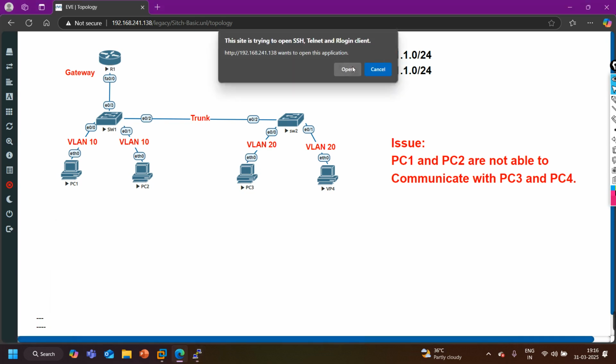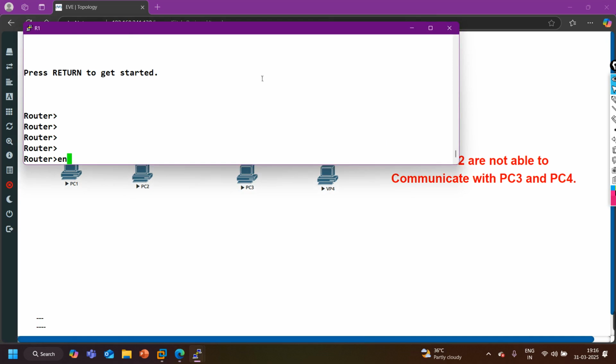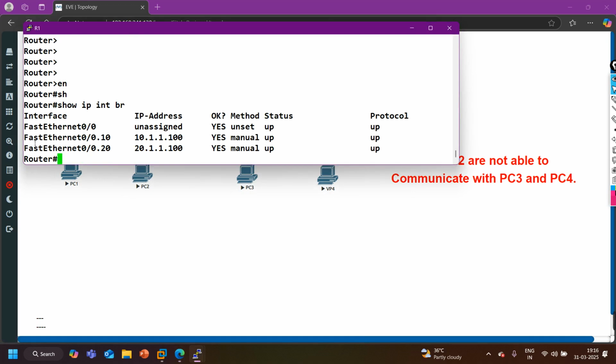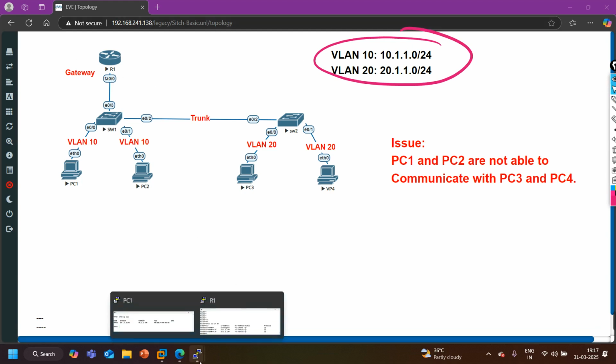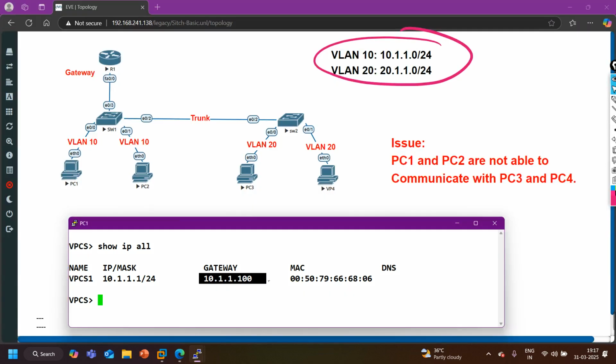We can verify it. We can access the router, and here we can say enable, show IP interface brief. So here you can see we have two sub interfaces, FastEthernet 0/0.10 and FastEthernet 0/0.20. I think this is the interface for VLAN 10, because here we are running an IP from the VLAN 10 subnet. For VLAN 10, my subnet is 10.1.1.0/24. This is the subnet for VLAN 10, and this is the subnet for VLAN 20. So the IP address from the VLAN 10 subnet is running on f0/0.10, and that's why the gateway IP address is configured correctly here on the PC.